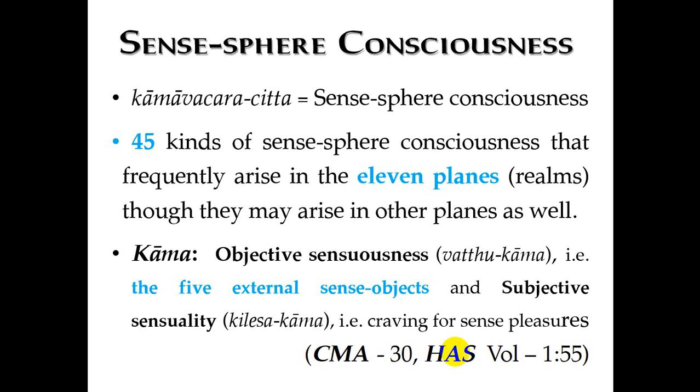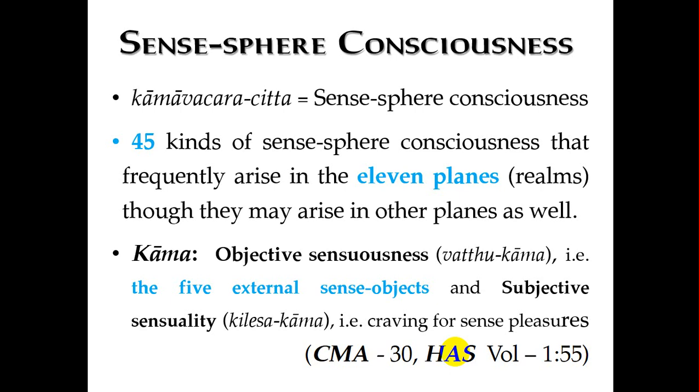So when we experience outside objects with our senses, then there is a type of mind that arises. Those are called kāma. But here, generally kāma means craving for sense pleasures, because the sentient beings who have those types of consciousness generally have craving. Craving means desire, right? Desire to see something.